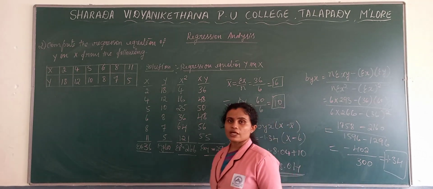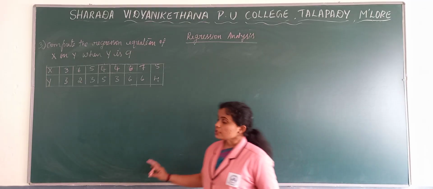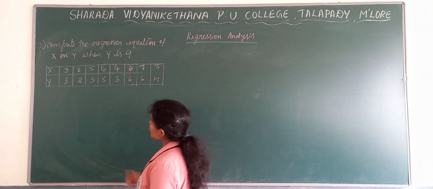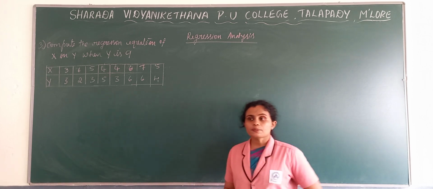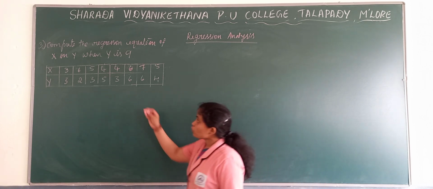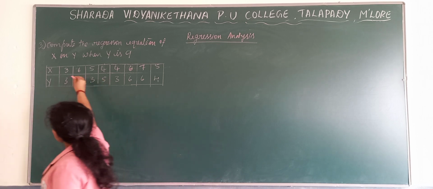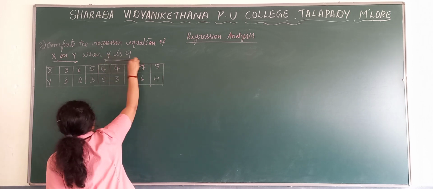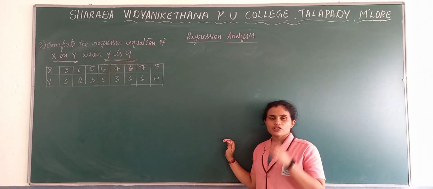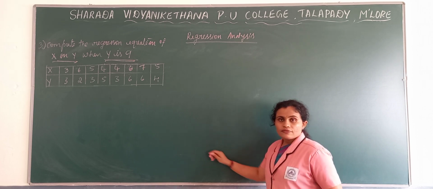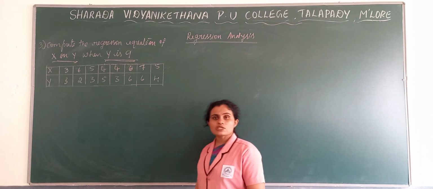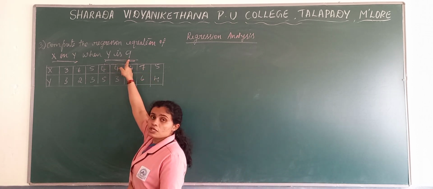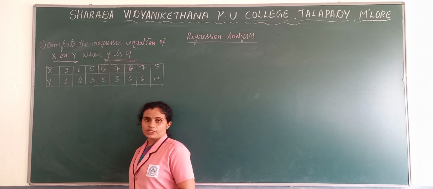Now one more problem of the same kind. Now we'll see another problem with a similar kind of problem. Here compute the regression equation x on y when y is 9. In the previous problem for the x value they have not given any value to substitute. But here, after getting the equation, we need to substitute 9 into y.